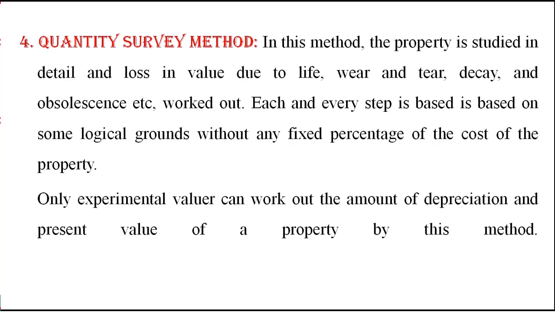The property is studied in detail and the loss in value owing to physical deterioration is worked out, and the amount spent on modernization and renovation is also considered. The amount to offset obsolescence is also worked out using this method. Each and every step is based on some logical ground without any relation to a fixed percentage of the cost of property. Thus the basis of this method is observation and not assumption. This is a very important thing.